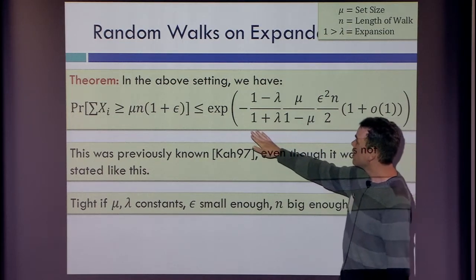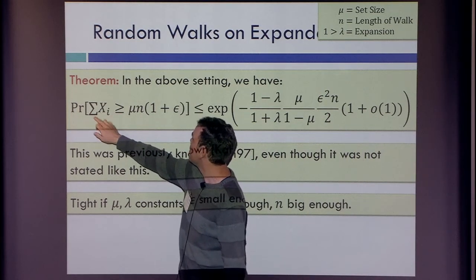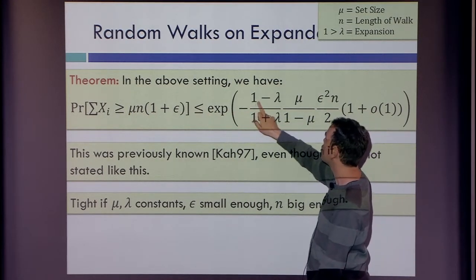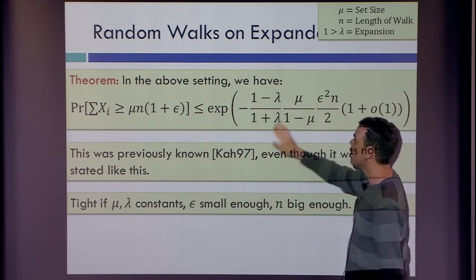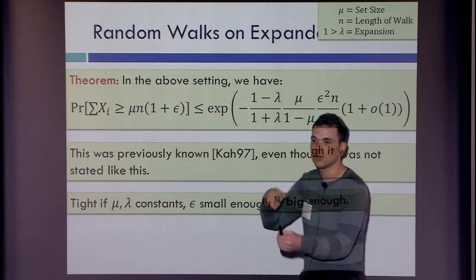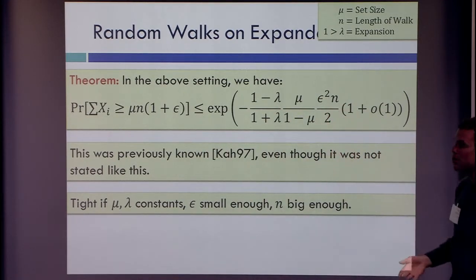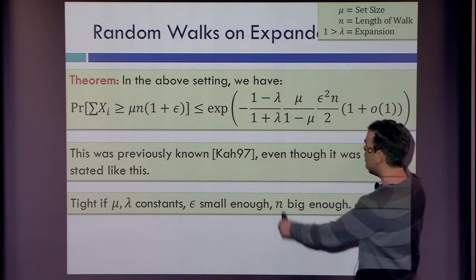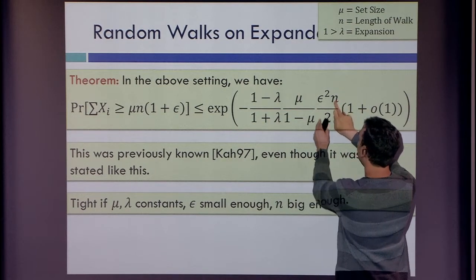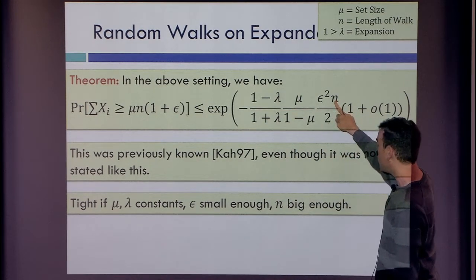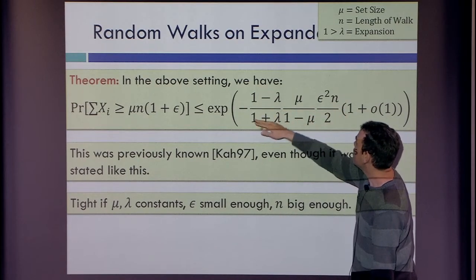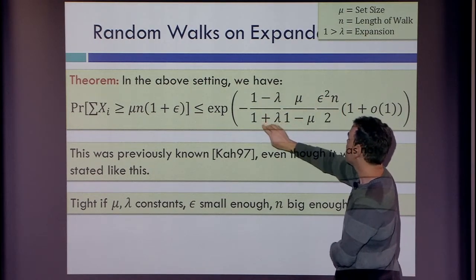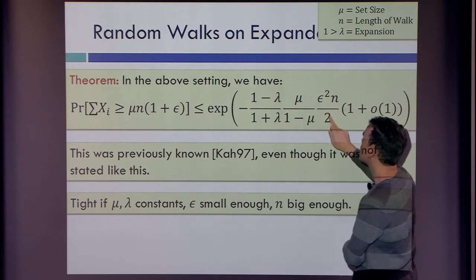So first of all, the best you can hope for, obviously, is that the probability is smaller than e to the minus some function of lambda, mu, and epsilon, times the number of steps in the random walk, n. It's e to the minus something times n, because it cannot go down faster than that. And what you can show is that this function in front of the n, if you make epsilon smaller and smaller, has the dominating term (1 minus lambda over 1 plus lambda) times (mu over 1 minus mu) times epsilon squared over 2.